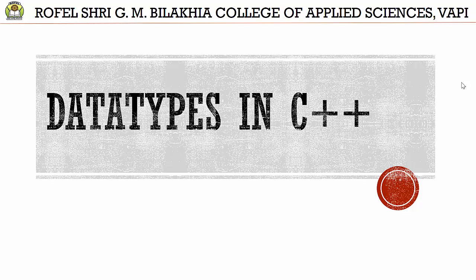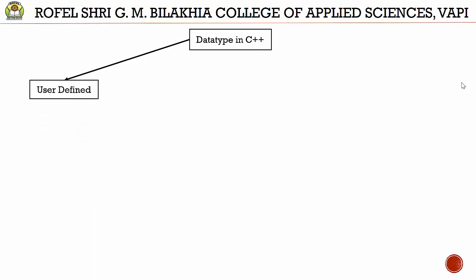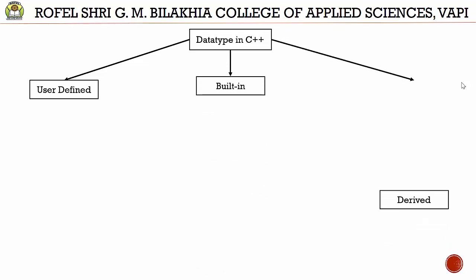Now you already learned this topic in C programming, right? Data types in C. You all know about data types in C, right? So here we are going to learn data types in C++. As in C programming, C++ data types are also divided into three parts. First is user-defined data type, second is built-in data type, and the third is derived data type. Right? Now let us first continue with built-in data type.